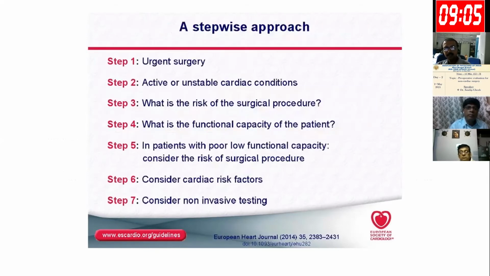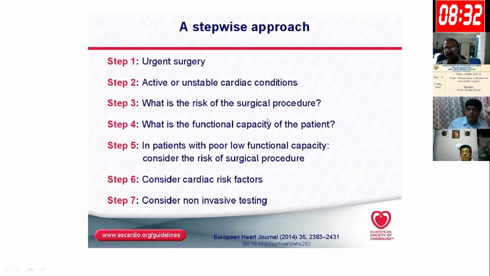So the next thing is we have to see whether the patient has any active or unstable cardiac conditions, including any arrhythmias or heart failure. What is the risk of the surgical procedure? What is the functional capacity of the patient? In patients with poor functional capacity, we have to consider the risk for the surgical procedure again and revisit the decision of putting the patient under the knife.